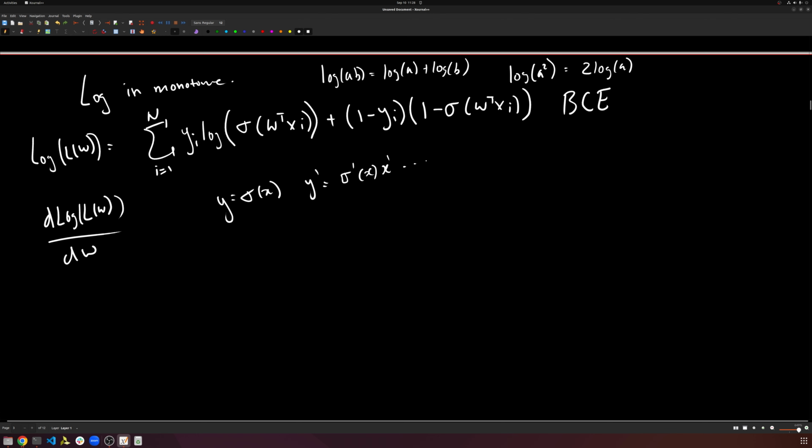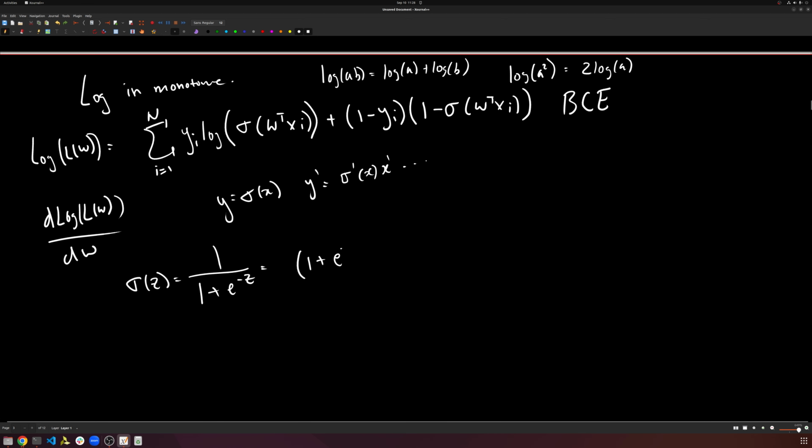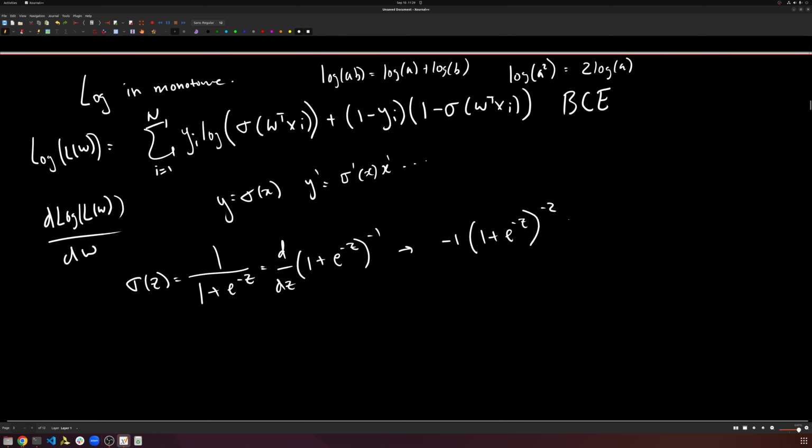So a good thing we can do ahead of time is just compute the derivative of the sigmoid, right? Our sigmoid of z is 1 over 1 plus e to the negative z, which we can also rewrite as 1 plus e to the negative z to the power negative 1. If we take the derivative d dz of this, that'll be negative 1 plus e to the negative z to the negative 2, times the derivative of the stuff inside. The 1 doesn't matter, so it's the derivative of e to the negative z, which is e to the negative z, times the derivative of negative z, which is negative 1.